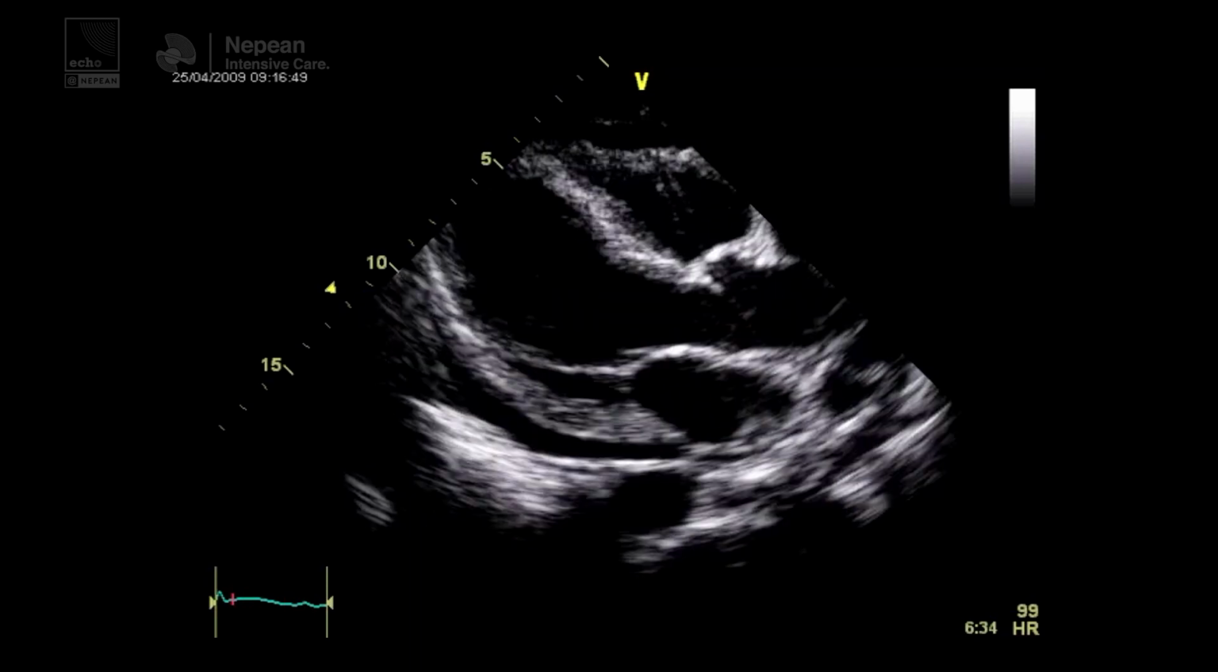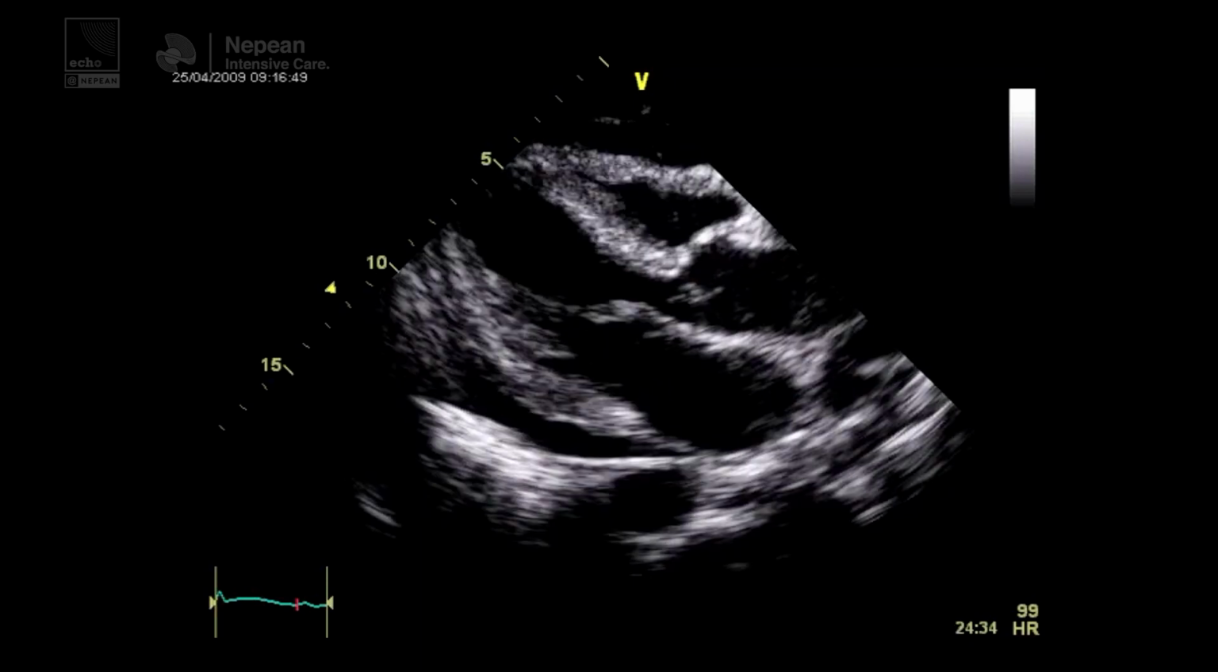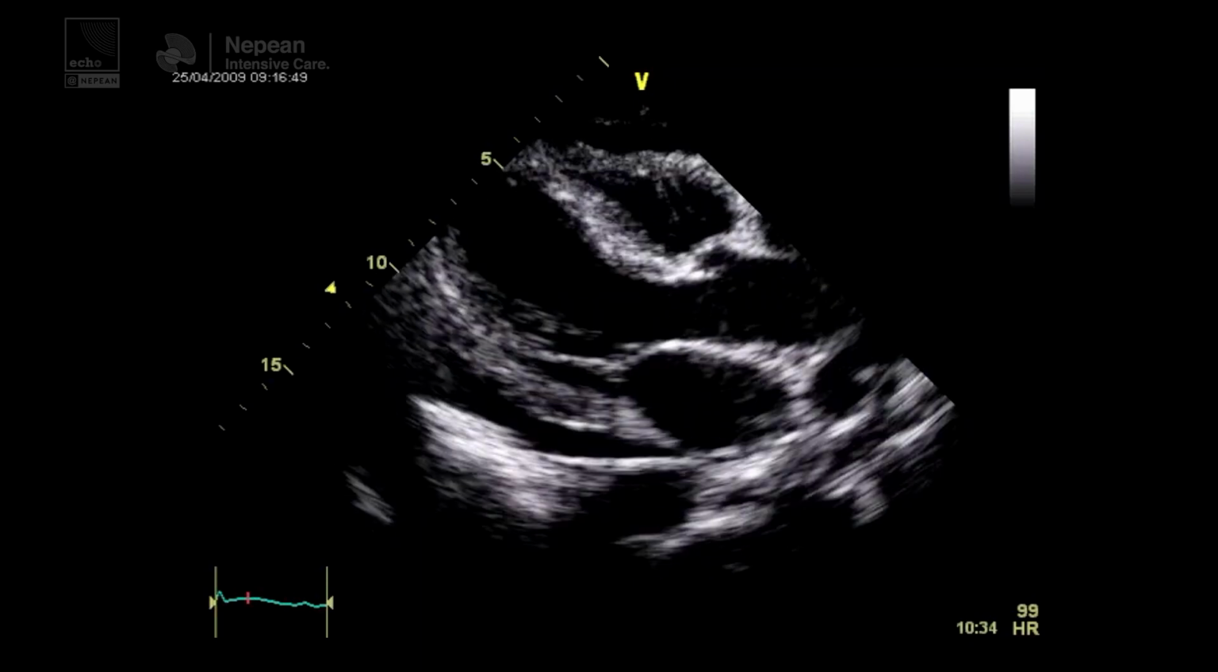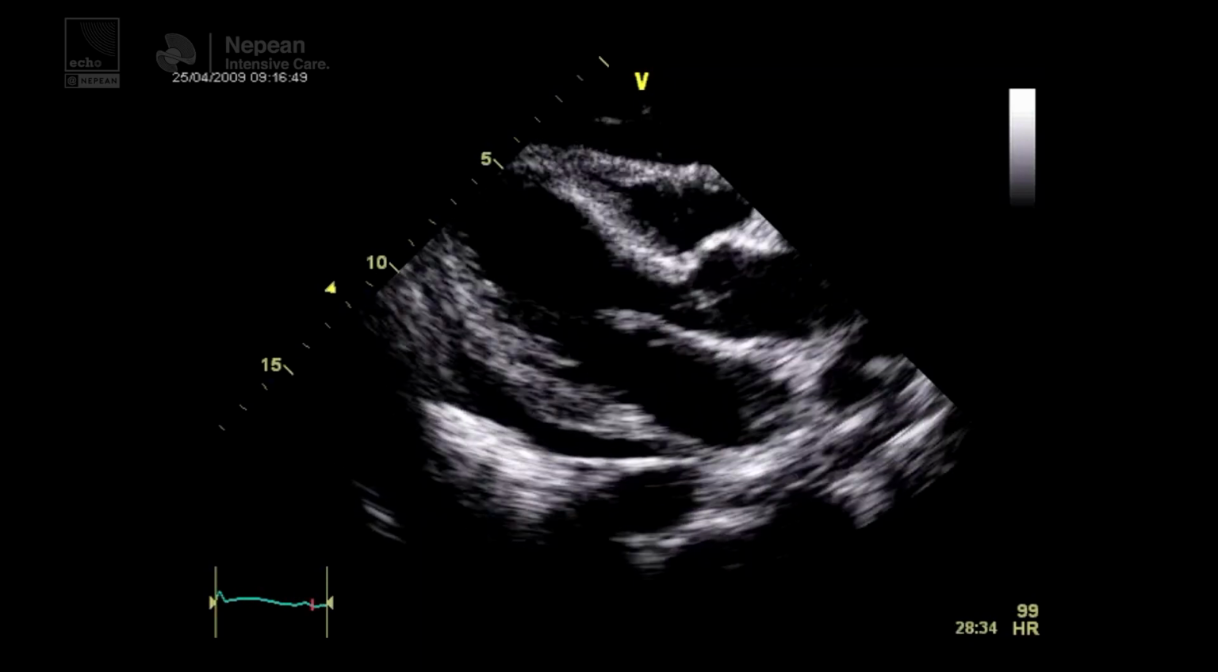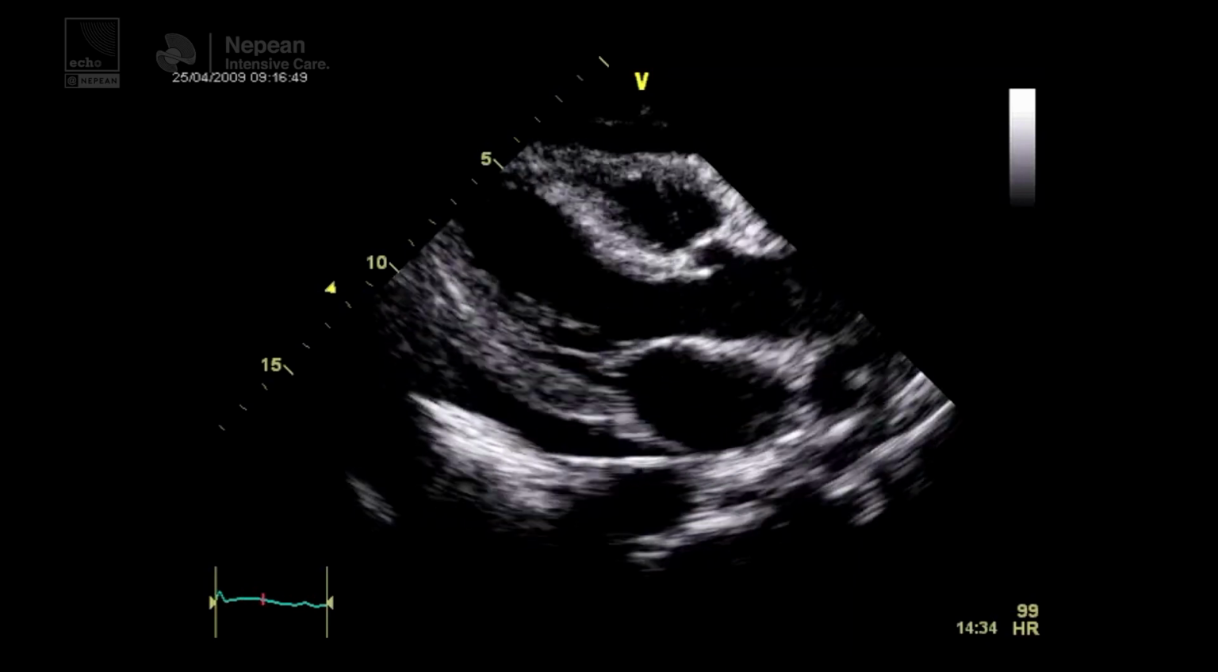So that's important: the size, the appearance, and the location. Where are you seeing that collection? In this one that we're showing here, it's circumferential. You can see it in the posterior and anterior parts of the heart.